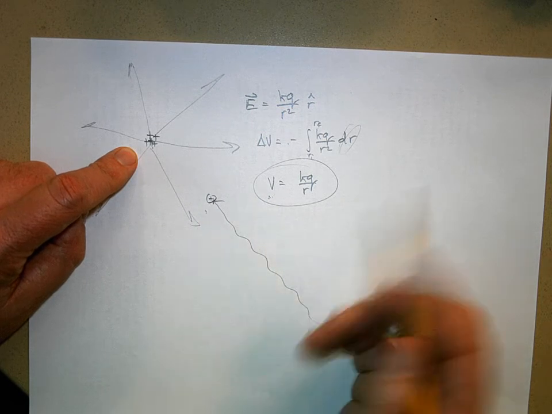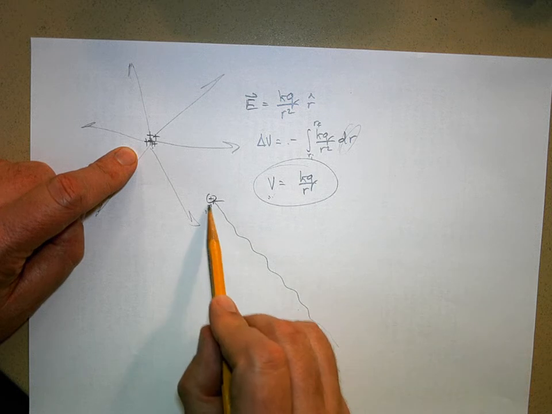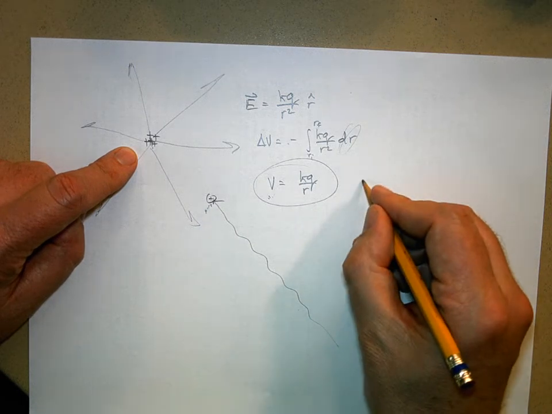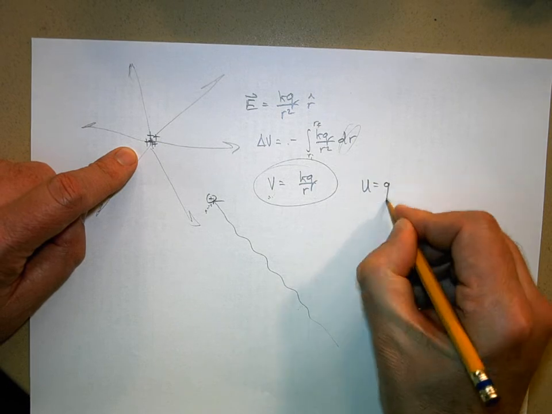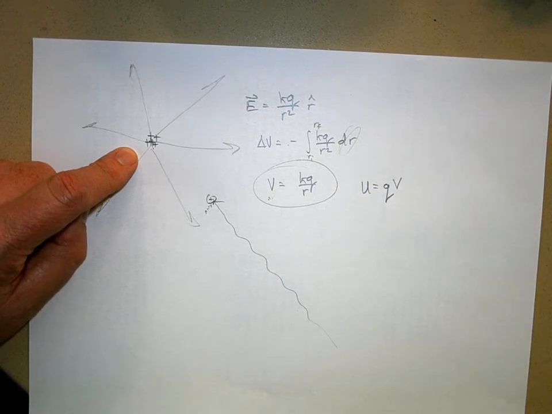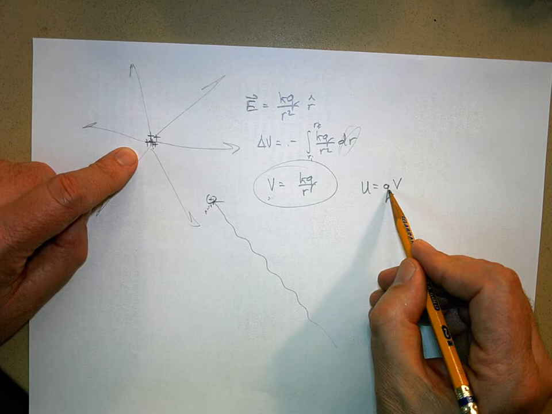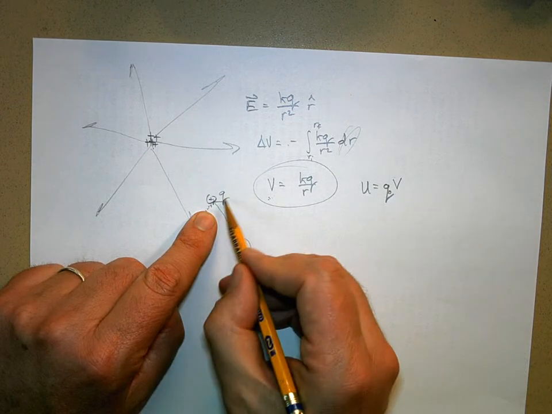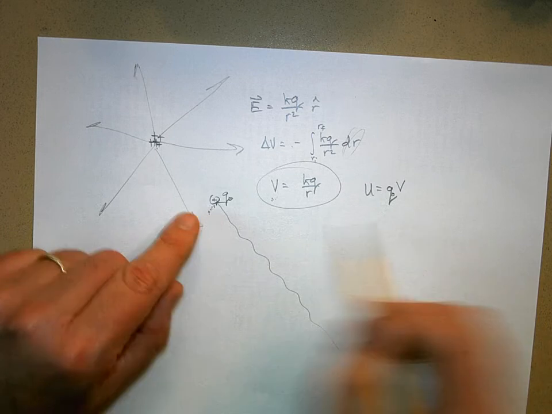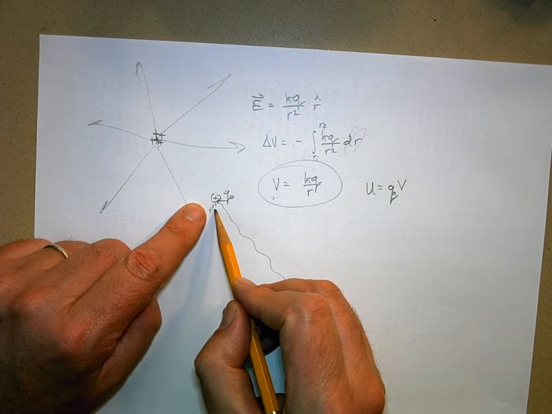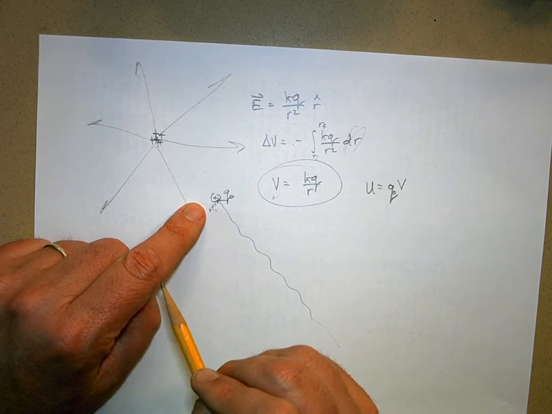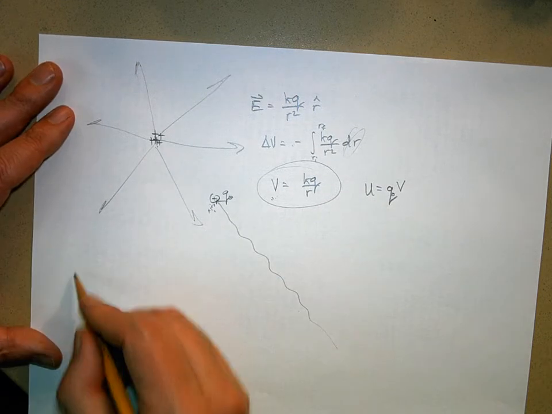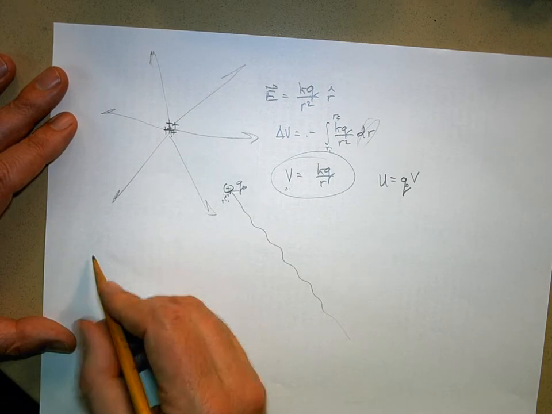Now, if it asks how much potential energy is stored in this, well, then you would go, well, remember that energy, U, is equal to Q times the voltage V. But this Q is the Q of my test charge right here, Q naught, or whatever charge is right here. Okay. What if there were 2 point charges? And I want to know where the voltage is. Maybe there's another point charge over here.